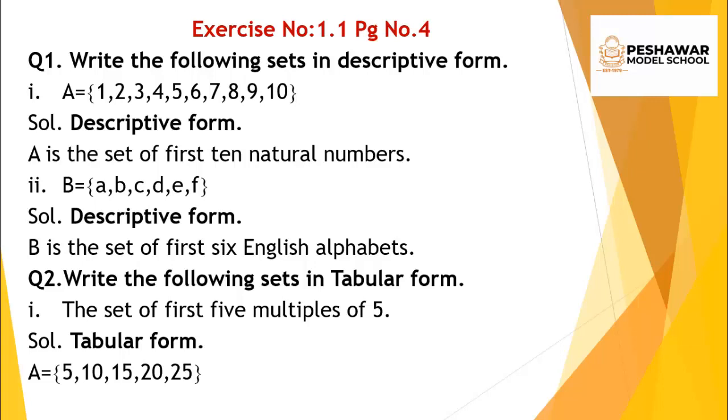Now come to the second question. Question number 2. Write the following sets in tabular form. What is meant by tabular form? In this form, members of sets are written within braces and are separated by commas. It means you do not write the set in the form of a sentence. In the question, you see it is in sentence form and now you have to convert it into tabular form. And how can we convert it into tabular form? In tabular form, members of a set are written within braces and are separated by commas.